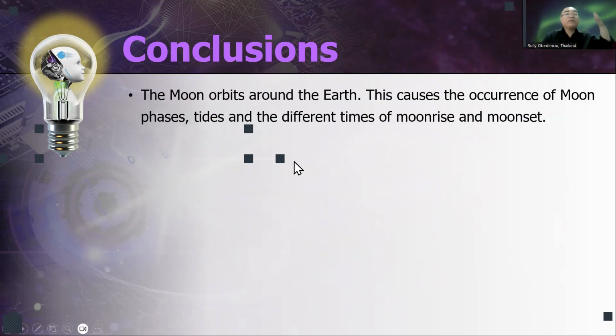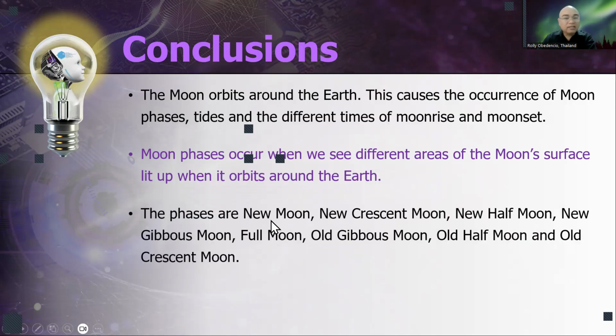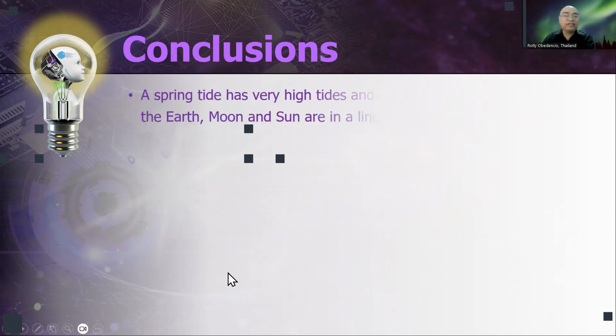The moon orbits around the earth. This causes the occurrence of moon phases, tides, and the different times of moonrise and moonset. Moon phases occur when we see different areas of the moon's surface lit up when it orbits around the earth. The phases are new moon, new crescent moon, new half moon, new gibbous moon, full moon, old gibbous moon, old half moon, and old crescent moon.